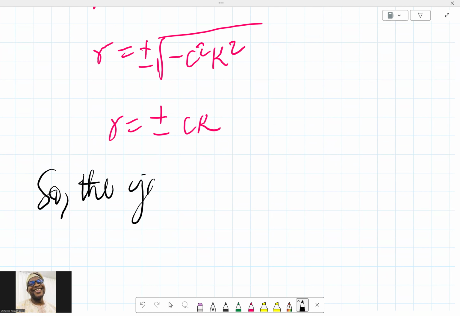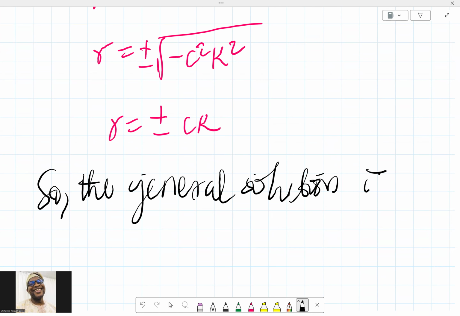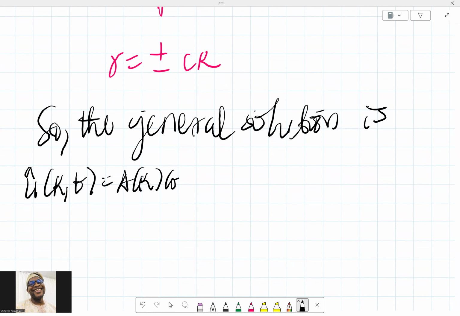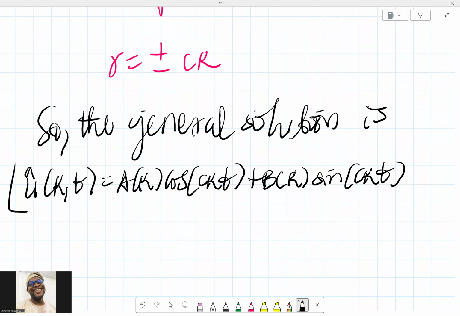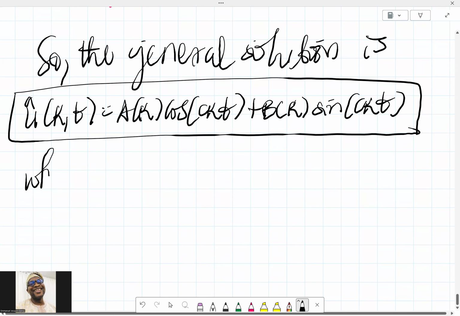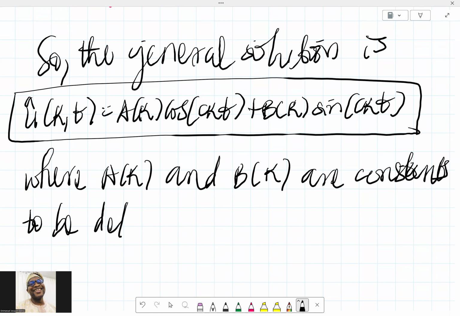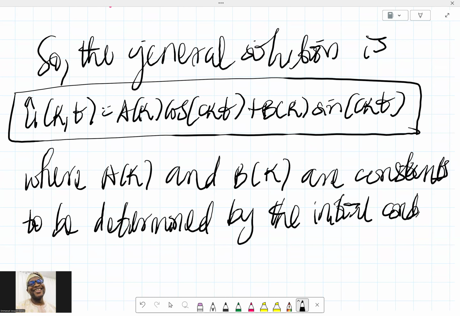So the general solution, so we can see it's a complex thing, so we can get it in terms of cos and sine. So the general solution is u cap of k comma t equals a of k cos ckt plus b of k sine ckt, because we are dealing in the k domain. So this is the general solution, where a of k and b of k are constants to be determined by the initial conditions, which we have.